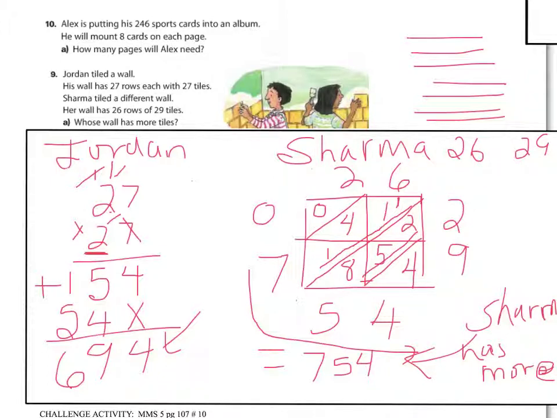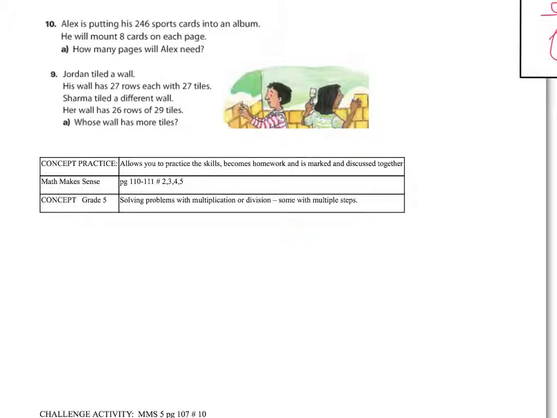All right. Perfect. Now you get to go on to your concept practice. Math Makes Sense, page 110 and 111, numbers 2, 3, 4, and 5. Remember, you may use your multiplication table for support. You may not use a calculator, even to check. To check, you may use the estimation strategies we've talked about because estimation is a very good strategy for checking.